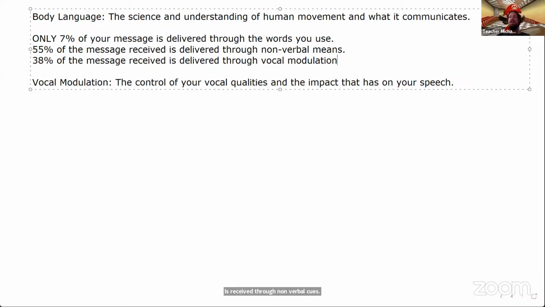So your posture: are you standing up tall and are you confident? Are you shrinking away, trying to hide yourself because you're very shy? Are you expressive through your hands, and do they match what you're saying? And your facial expressions too. Do you look happy or sad, angry when you're delivering this message? And the other 38% of the information received is through the vocal modulation. So what we're just talking about now.